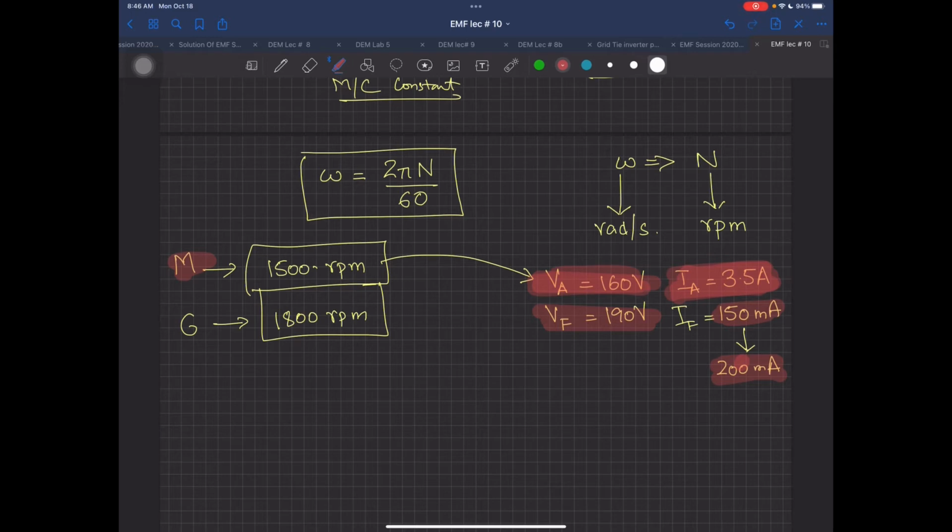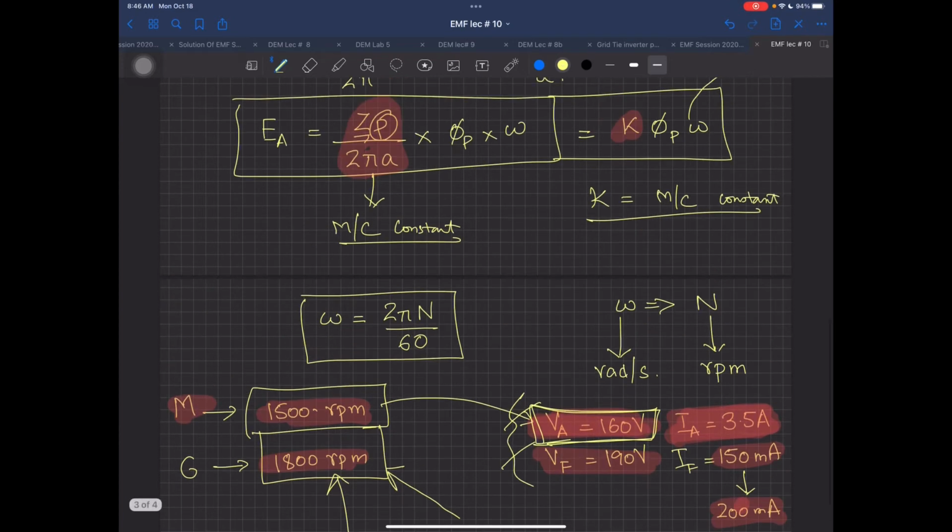Now coming to why this rating is different for 1500 and 1800 RPM. When you run this machine as a motor, you have to apply these VA and VF. When you run it as a generator, you want these voltages as an output from your machine. You want a 160 volt output from the armature, because you are going to run it as a generator. So you will have to apply a little more RPM, more power, so that after the losses inside the machine, you get this 160 volt as an output.